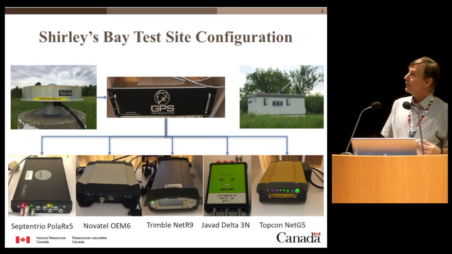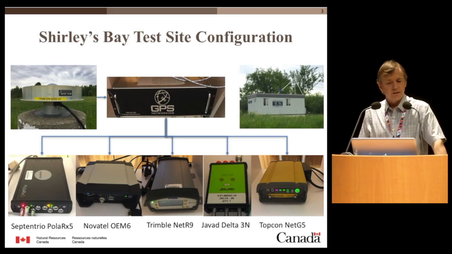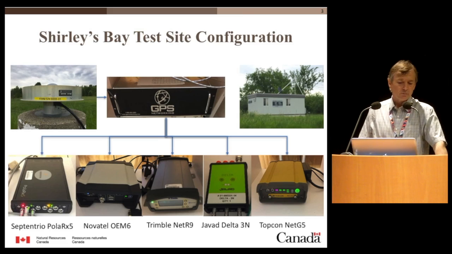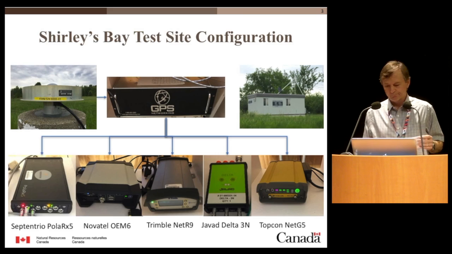So this is the setup. We have a modified AOA antenna with a GNSS LNA. We have a signal splitter, and then we have the receiver types that you see. We have a Septentrio PolaRx5, which we use as our reference receiver, a NovAtel OEM6, Trimble NetR9, a Javad Delta 3N, and a Topcon NetG5.